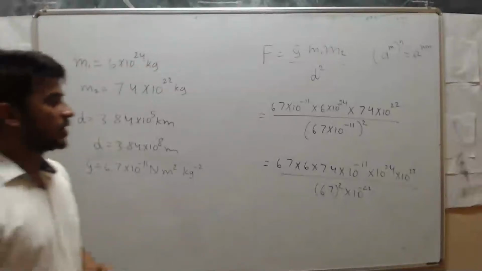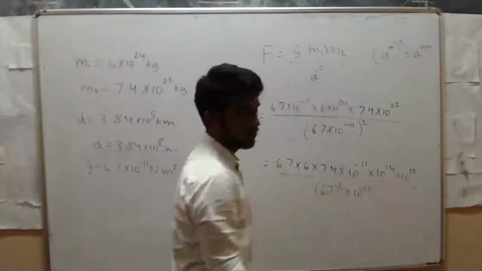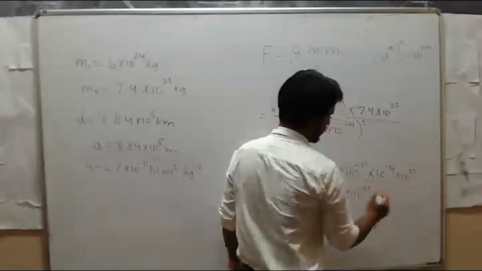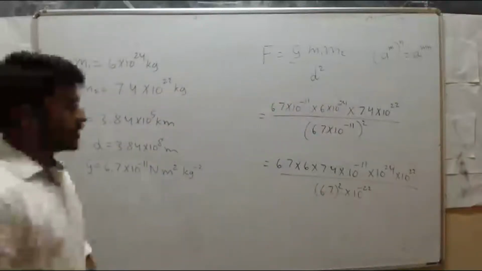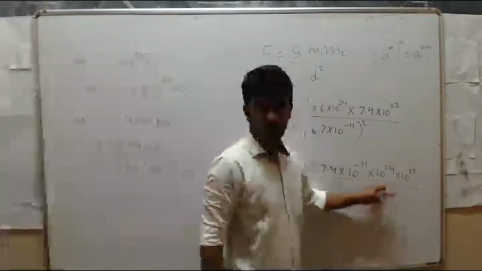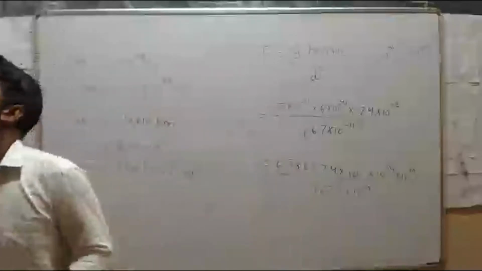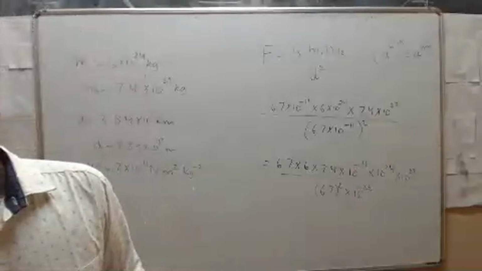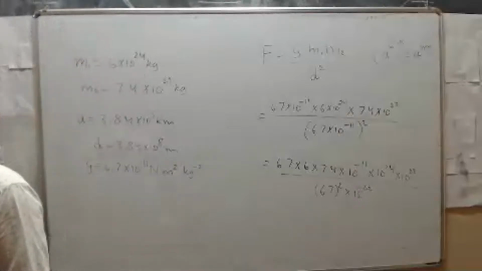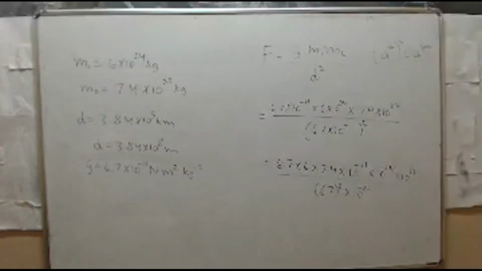So clear? Now tell me, just operate here. Just do the calculation of these powers and tell me the answer. Quick. So what will be the answer? 10 raised to the power minus 11 into 10 raised to the power 24 into 10 raised to the power 22. Tell me what is the answer?